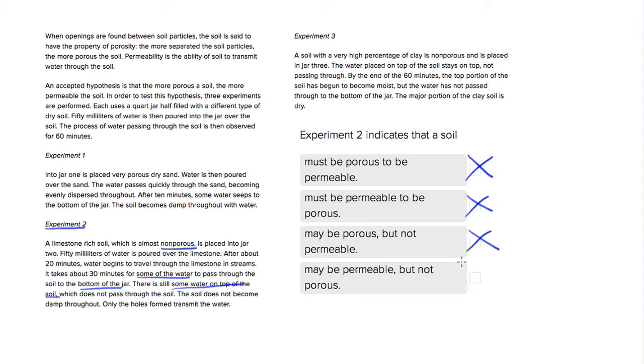And we're left with choice 4, may be permeable but not porous. And this is exactly right, because we see that the limestone soil is not porous, but it is permeable. There is still water at the bottom of the jar. So choice 4 is our answer.